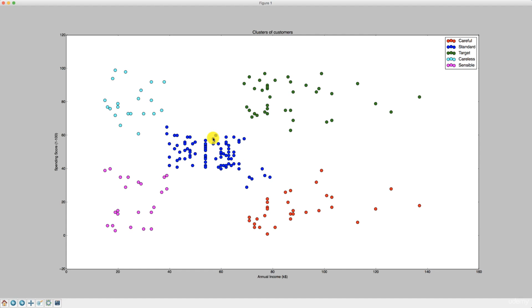Okay, so now the second cluster is the cluster in the middle, the blue cluster, and the customers in this cluster have average income and average spending score. So we call this cluster standard customers.